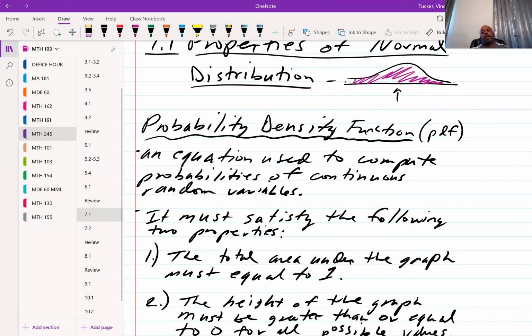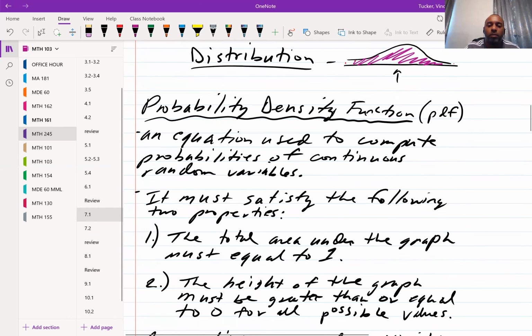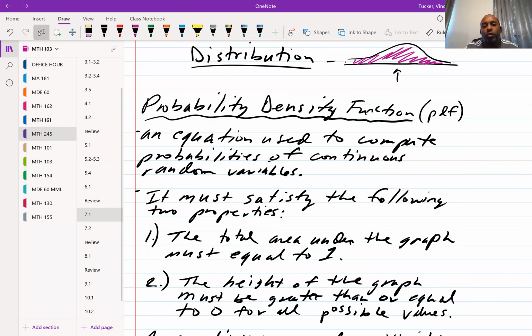So it must satisfy the following two properties. The total area under the graph must equal 1. So really that's this purple that I shaded here in the graph. All of that equals out to 1. And then the height of the graph must be greater than or equal to 0 for all possible values.